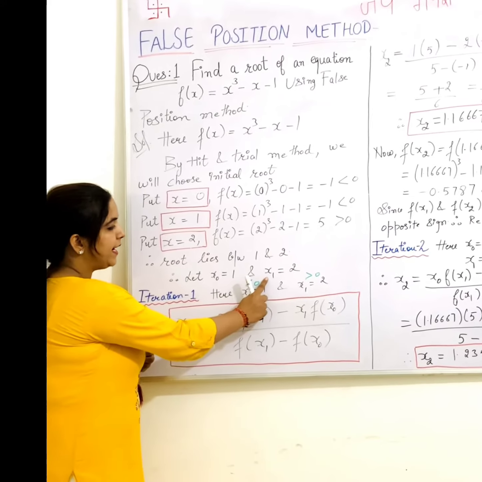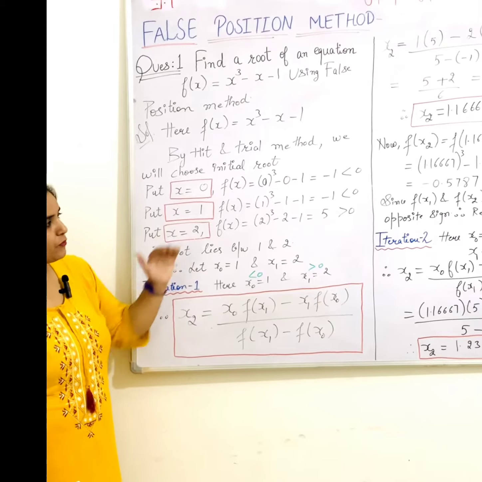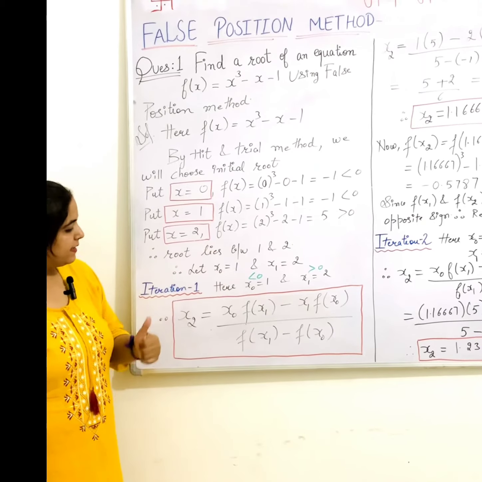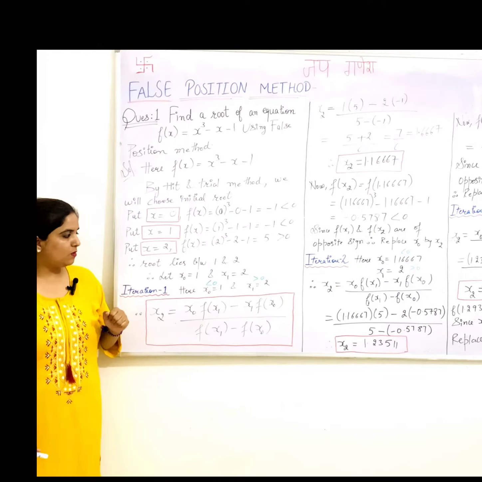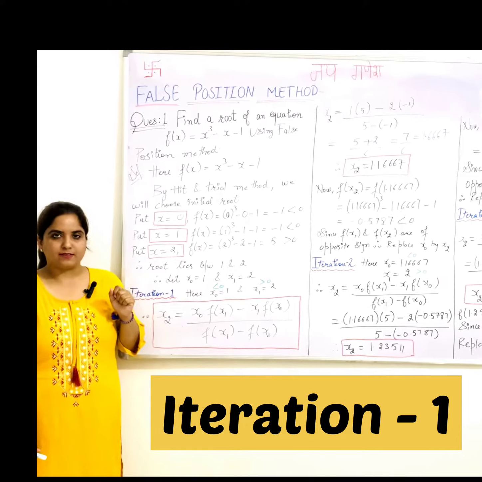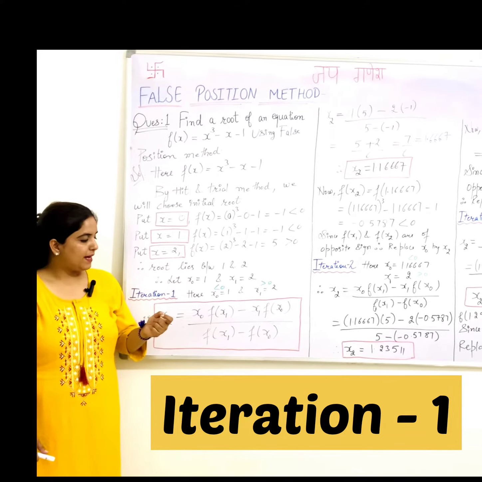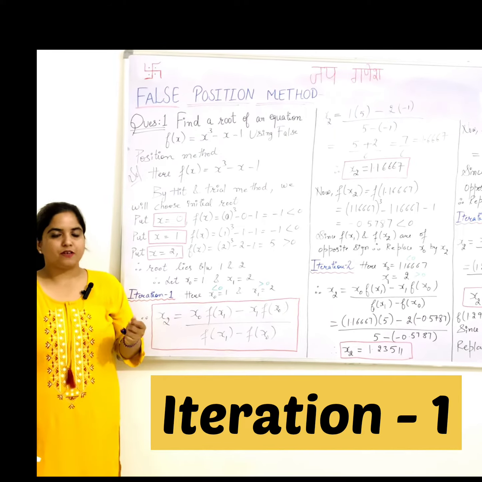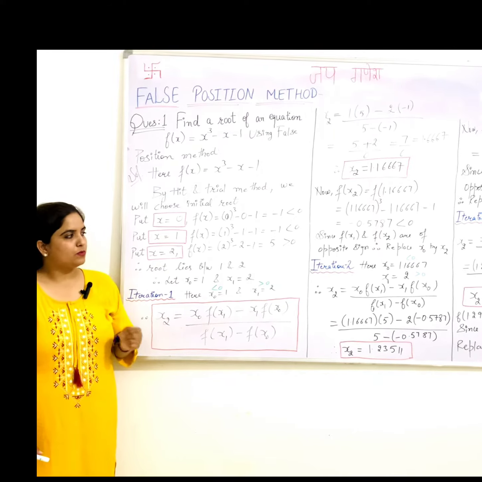x0 is 1, x1 is 2. After that, how many steps we need to do, we will decide later. So firstly we will go for the first iteration. The main focus is that we have to find a decimal value as a solution. We will keep on solving the iterations, and we will stop at that iteration when 2 answers are the same up to 3 decimal places.